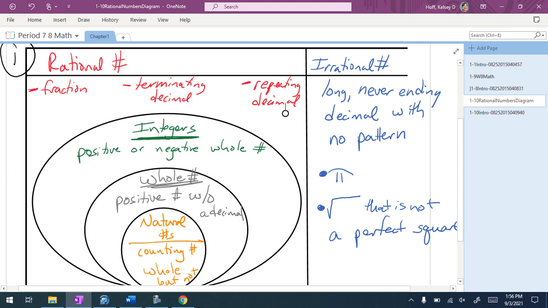What if I go across the hallway to Mrs. Ring? Pick a random kid out of her room. Are they rational? Yes. They go to Brandon. Are they an integer? Yes. They go to the middle school. Are they a whole number? No. Why not? Because Mrs. Ring teaches only 7th grade, not 8th grade.